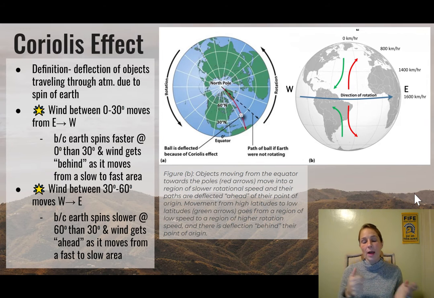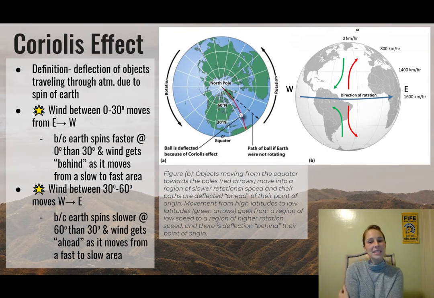So we've talked about how temperature and density properties are going to impact the movement of air. Now there's another thing called the Coriolis Effect, and this is going to be because of how Earth rotates. The Coriolis Effect is the deflection of objects traveling through the atmosphere due to the spin of Earth. So keep in mind that Earth is going to spin from west to east. It's going counterclockwise, and it's moving really fast.